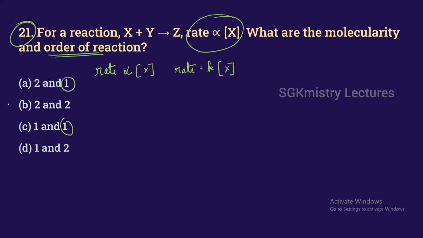So only these two options we are checking. These two we are just removing off. We are eliminating the options. What is the molecularity of the reaction? Nothing is mentioned about any other mechanisms. It's just an elementary reaction. So how many molecules collide together to form the product? Here we know that there are two such reactants, X plus Y. So molecularity will be 2. So the correct answer is option A.